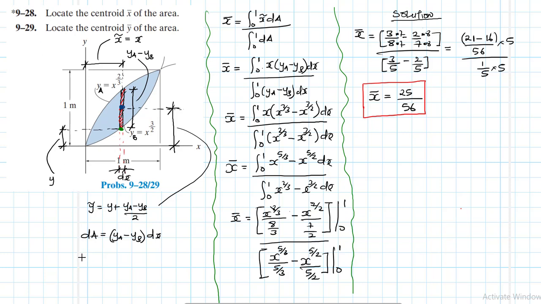So let me write it here because I'll need some space. I have my x bar, which is equal to 25 divided by 56. Then I also need to indicate my total area because I don't want to recalculate this. My total area is just 1 over 5. This one here is my total area. It is just 1 over 5.